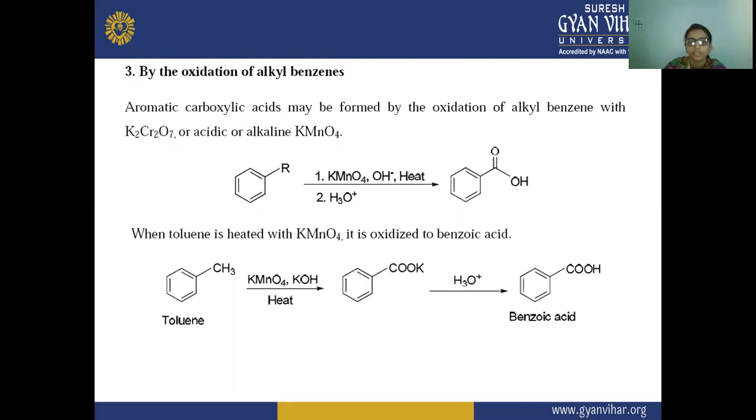So this is the oxidation of alkyl benzene. Toluene is an alkyl benzene, where an alkyl group is attached to a benzene molecule. So here you can see this is the alkyl benzene, and when it is reacted or oxidized in the presence of KMnO4, KOH and heated, there is the formation of the potassium salt of carboxylic acid, and in the presence of hydronium ion, this benzoic acid is formed here.